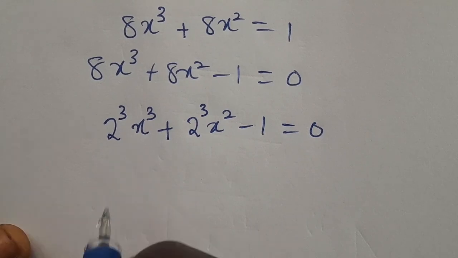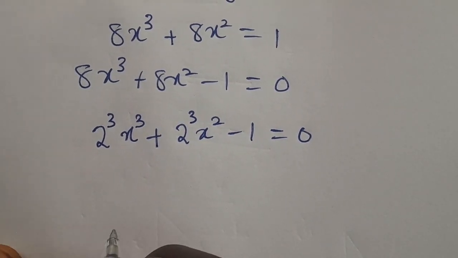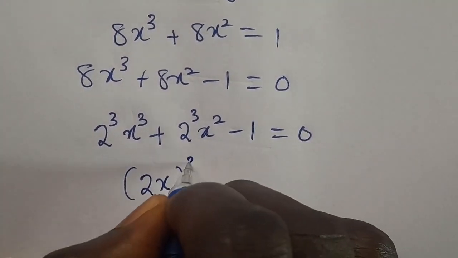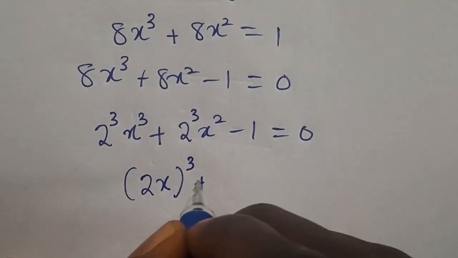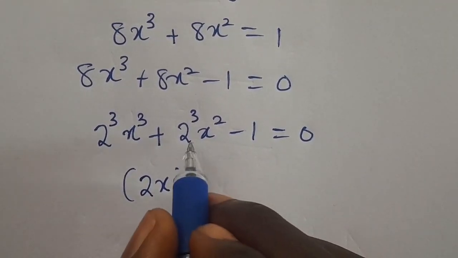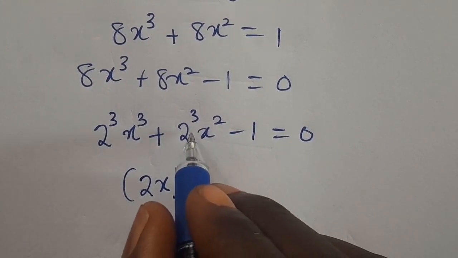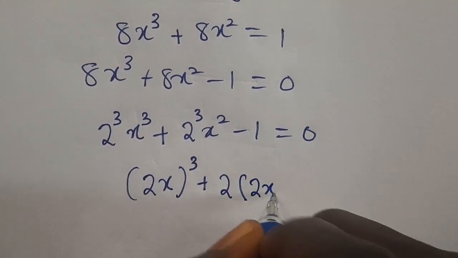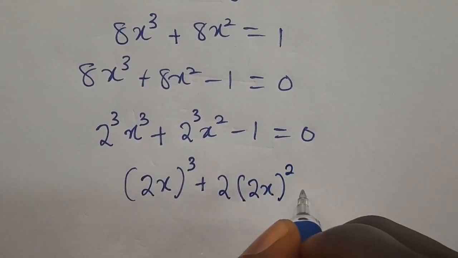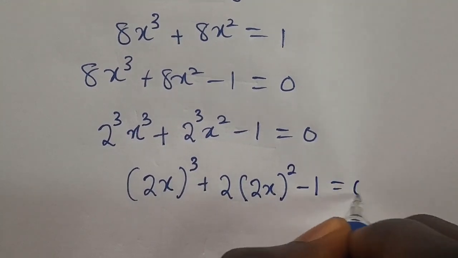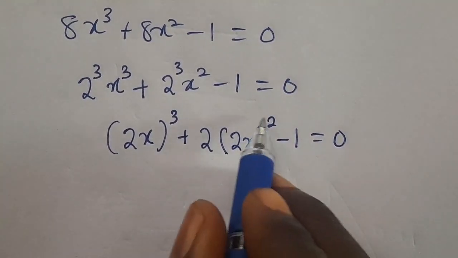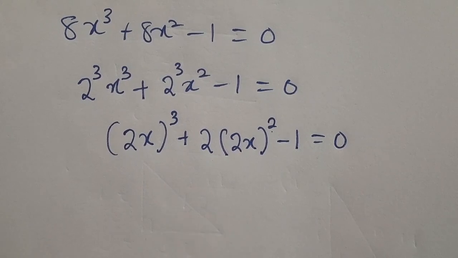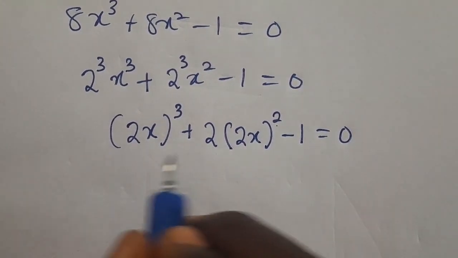So from here they have the same power, and by using the law of indices, we can have (2x) all to the power of 3 plus, I think we have 2 in common, we can factor this out as 2 multiplied by (2x) all to the power of 2, minus 1 equals 0. The moment you open the bracket, or open this power and multiply by this, you have this one back. Now, we have 2x and 2x in common.